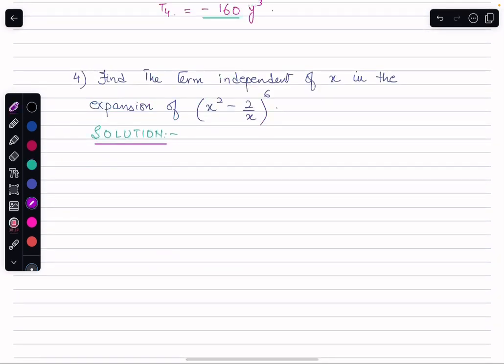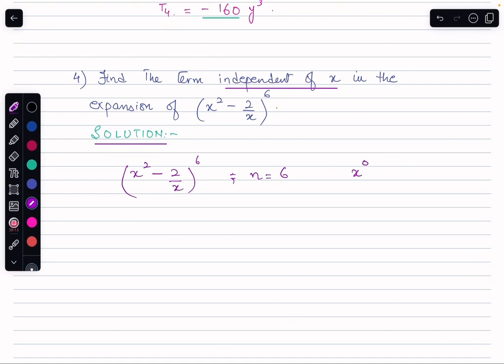Question 4. Find the term independent of x. We should be finding out the term which is independent of x in the expansion of (x squared minus 2 by x) to the power 6 here. Meaning our n value should be equal to 6. Independent of x means that it should be a constant, so that x should be having the power which is equal to 0.